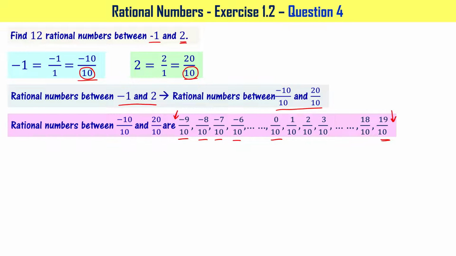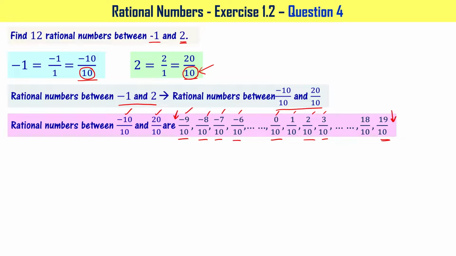In all these cases, the denominator is the same, that is 10, right? Whereas the numerators are changing. For example, numerator from minus 10 to 20, we started writing minus 9, minus 8, minus 7, minus 6, and so on. 0, 1, 2, 3, 4, 5, 6, 7, 8, and so on up to 19, right? That is how we could write the rational numbers between minus 10/10 and 20/10.